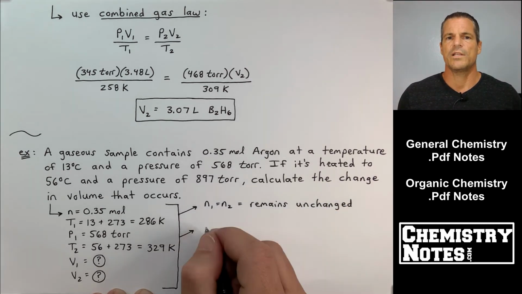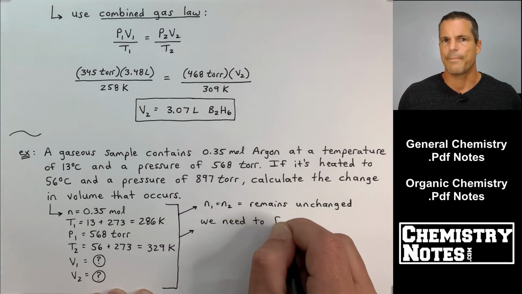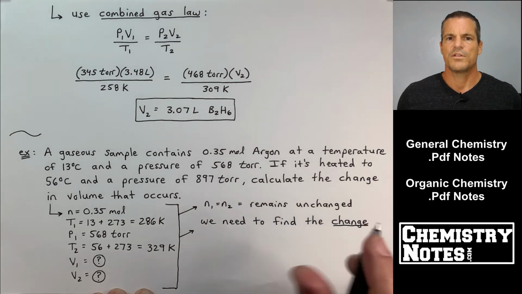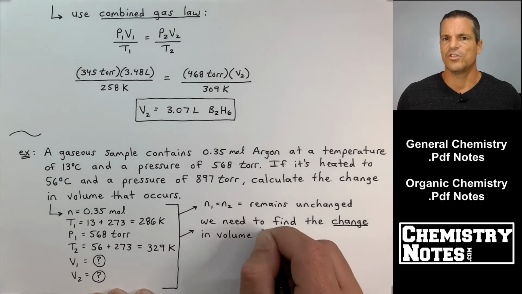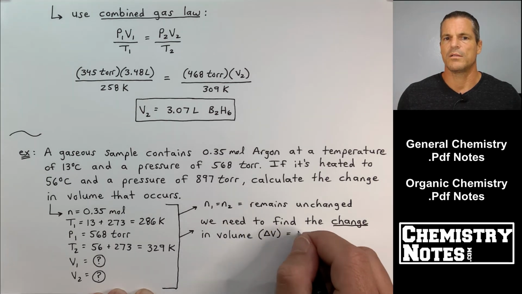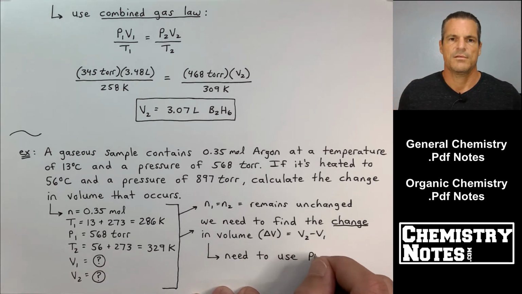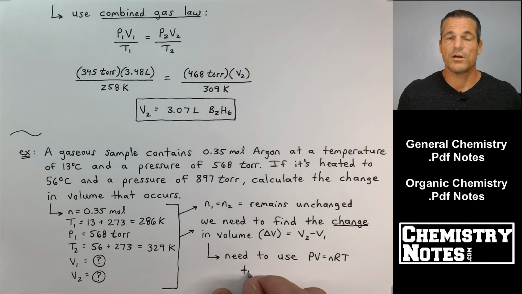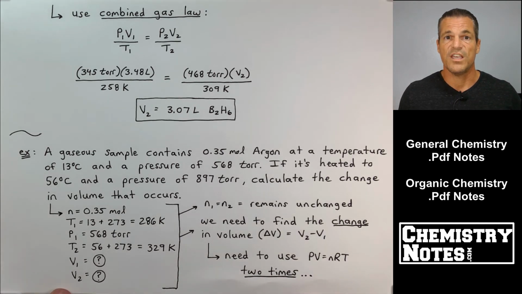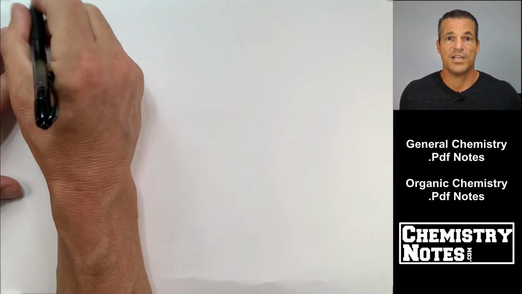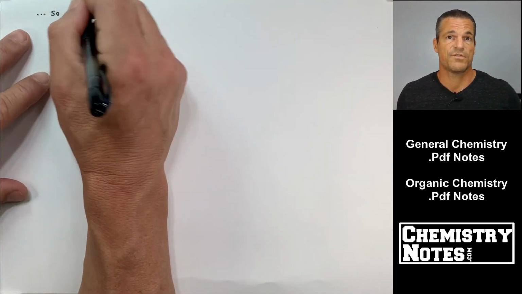Well, we know N1 equals N2, it's unchanged. It's going to drop out. And we need to find the change in volume. Well, the change in volume is simply V2 minus V1. So what I should probably do is do PV equals nRT twice, and then solve each of those for their individual V or volume values, and then subtract the two. So that's what you're going to see here in the last page of our notes for today.